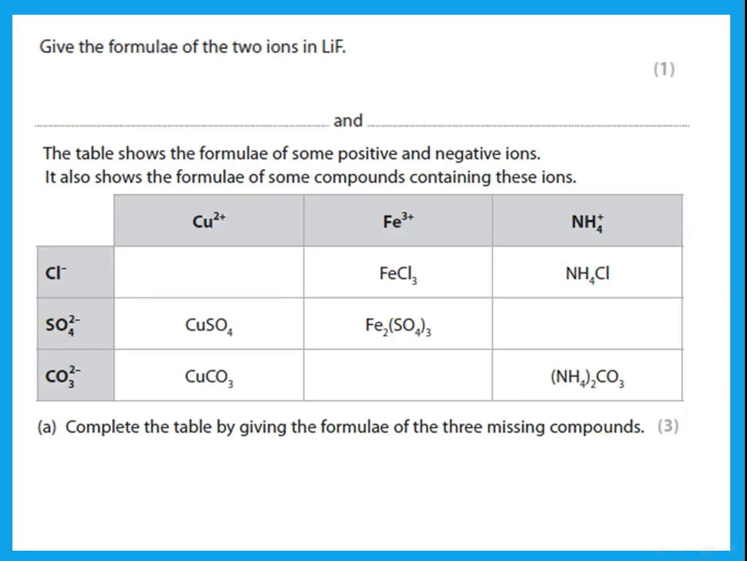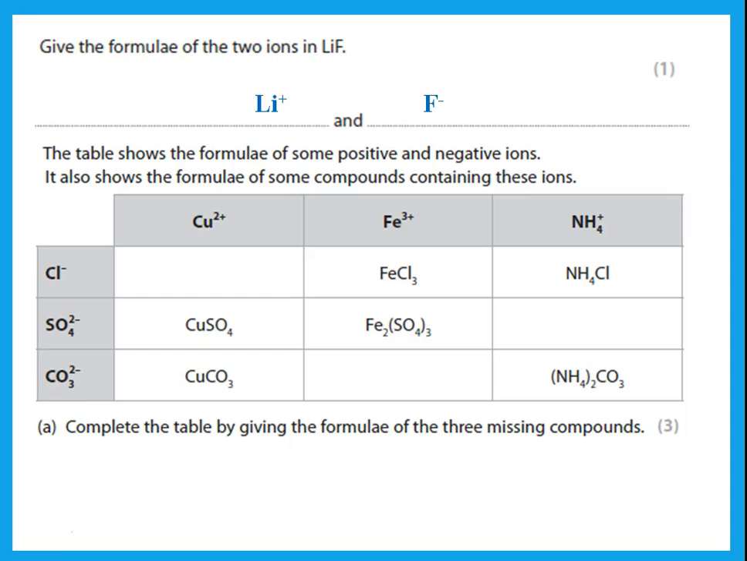Okay. Give the formula of the 2 ions in LiF. Now again you're going to look at your periodic table. Where is Li? You'll find it in group 1. Where is fluorine? You'll find it in group 7. So Li is in group 1. That means it has a valency of 1. That means it needs to lose 1 electron. So when it forms an ion, it is Li+. The fluorine is in group 7. It needs 1 more electron. It gains 1 electron, and that means it becomes an ion with a 1 negative charge.